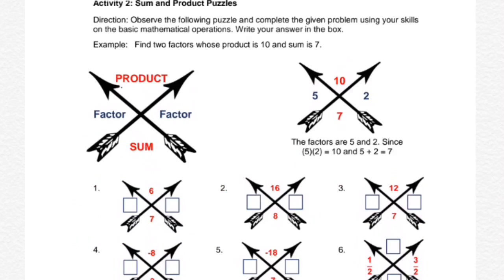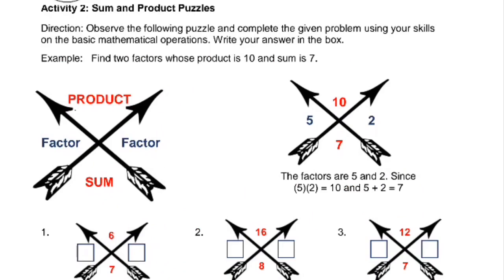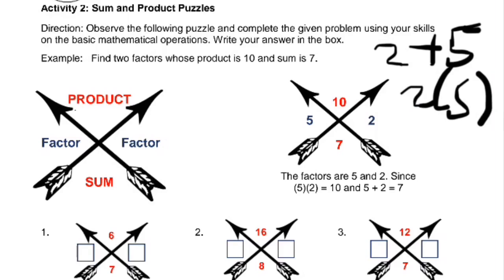Then activity 2 here, sum and product puzzles. Direction: observe the following puzzle and complete the given problem using your skills on the basic mathematical operations. Write your answer in the box. Example: find 2 factors whose product is 10 and sum is 7. So for this example, the product is 10 and the sum is 7. So if we're going to add 2 plus 5, sum is 7. If we're going to multiply the 2, 2 times 5, this product is 10. So you're going to do the same with the 9 numbers in the activity 2.